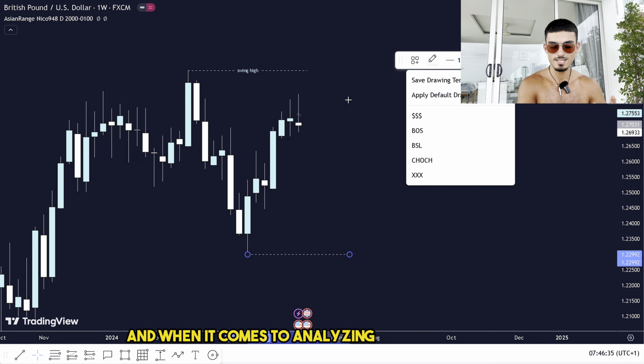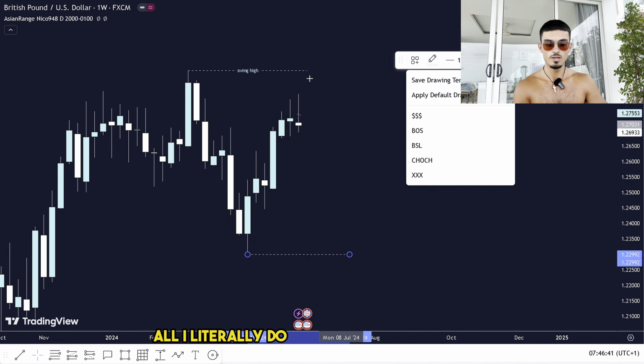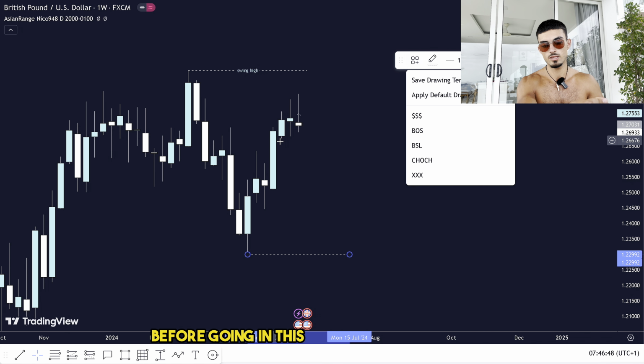And when it comes to analyzing the weekly chart, I don't like to do loads of detail. Okay, I'm not going to do any crazy supply and demand drawings. All I literally do is mark out my swing high, my swing low, and possibly any fair value gaps that I think price could go towards before going in its intended direction.